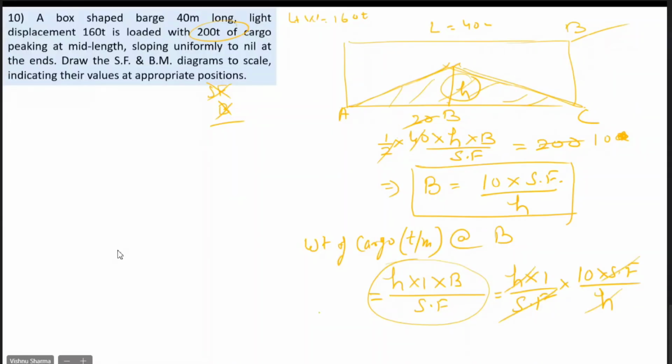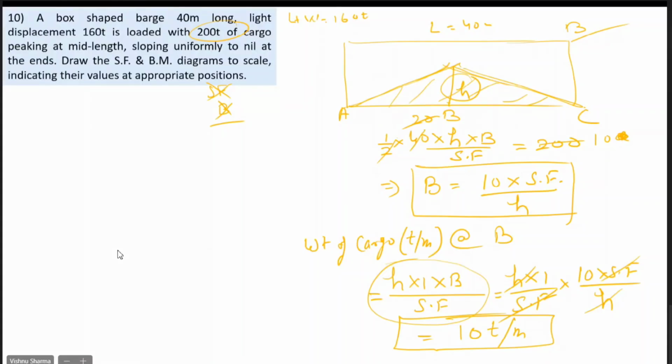H and H gets cancelled. That means weight of the cargo at B is 10 tons per meter. Weight per unit length of cargo at B is 10 tons per meter, which you will use in the load table. This was the new thing to this question. This was the catch in this question, because suddenly you will say, how do I calculate height?